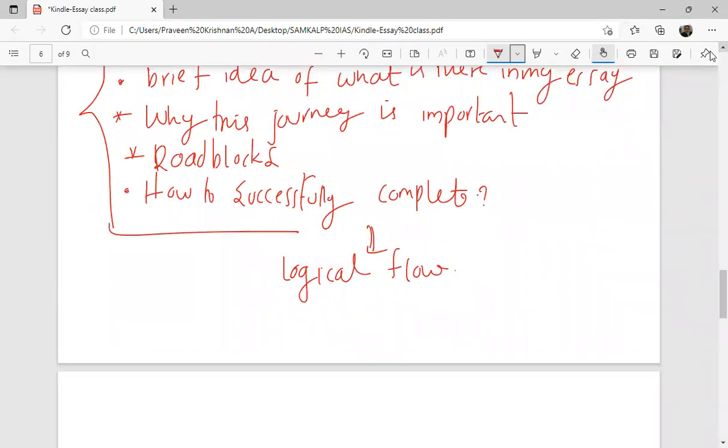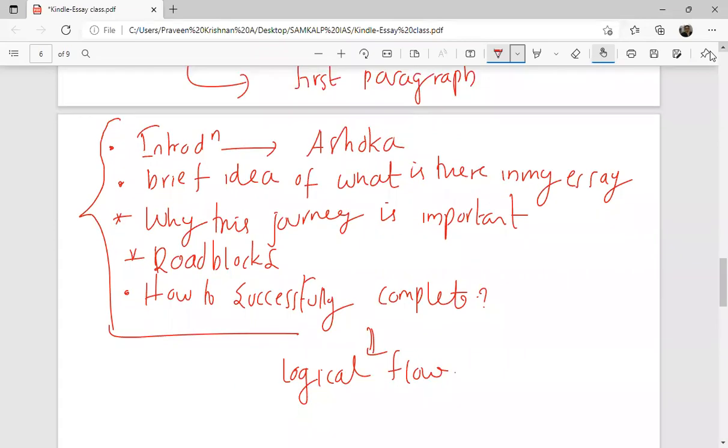What is the flow? I have started with an introduction and I have narrated what to expect from my essay. Second, why this journey of human to humane is important. What are the roadblocks that we'll face and how to successfully complete this journey. This is the logical flow of my essay.